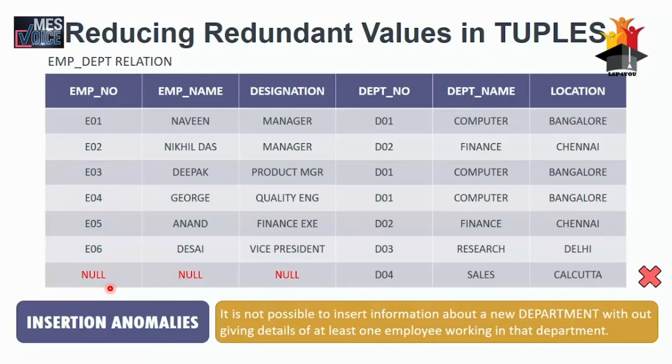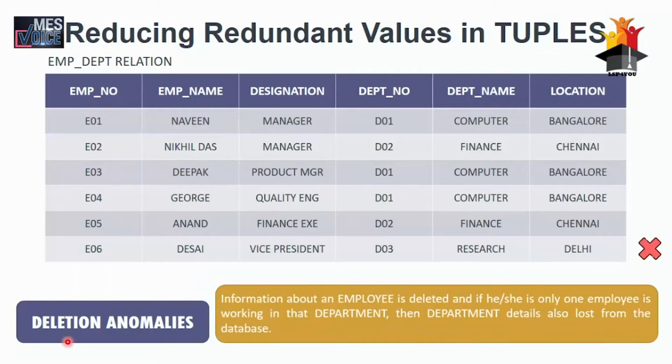So this is insertion anomaly. Deletion anomalies: information about an employee is deleted, and if he or she is the only employee working in that department, then the department details also will be lost from the database. Here in the department D03, that is research, only one employee, Deshai, is working. If the details of this employee are deleted, maybe because of retirement or transfer, the details about the department also will get deleted.